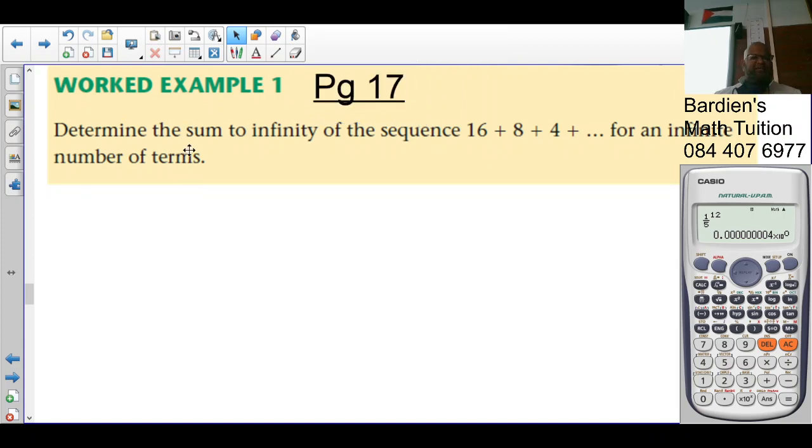The question says determine the sum to infinity. Now you see there, the sum to infinity. So which formula must we use? A over 1 minus r, the sum to infinity formula, of the sequence 16, 8, 4. So what is your r value here?